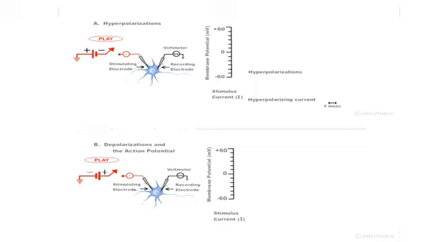More negative. If you connect the negative pole of the battery to the inside of the cell, you're going to be adding negative charge to the inside of the cell. So in this case, it's going to be made more negative. Now here's a little animation.